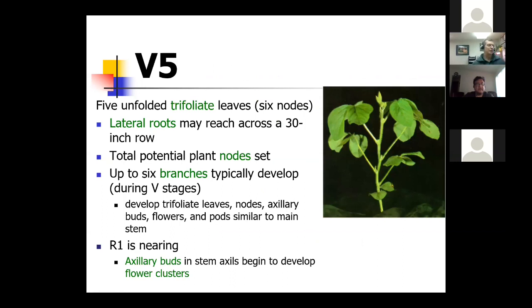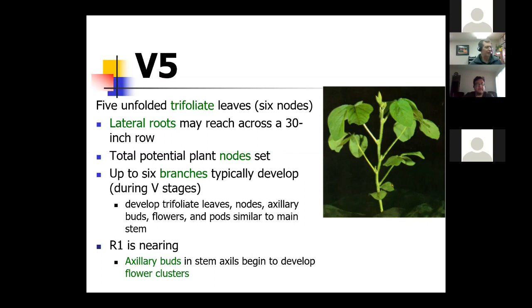But I'll kid and say that, well, we don't worry about that so much because we plant in narrow rows to increase their yield potential, right? Well, we'll talk about that a little bit later. And so up to V5, there can be a lot of branching that's starting to occur. And then with each branch, it can do the same thing as the main stem of the plant. It can produce leaves and flowers, pods, and eventually seeds.